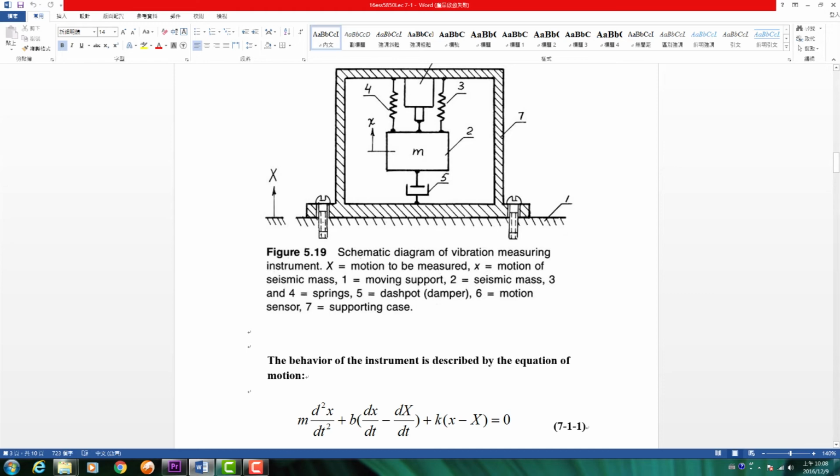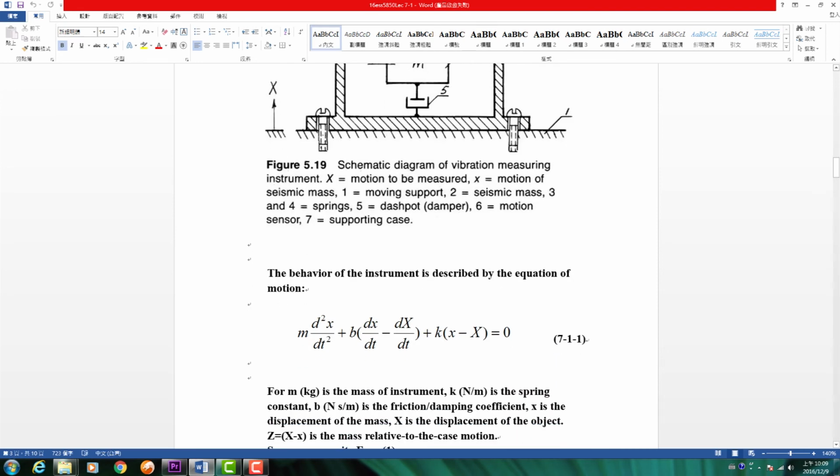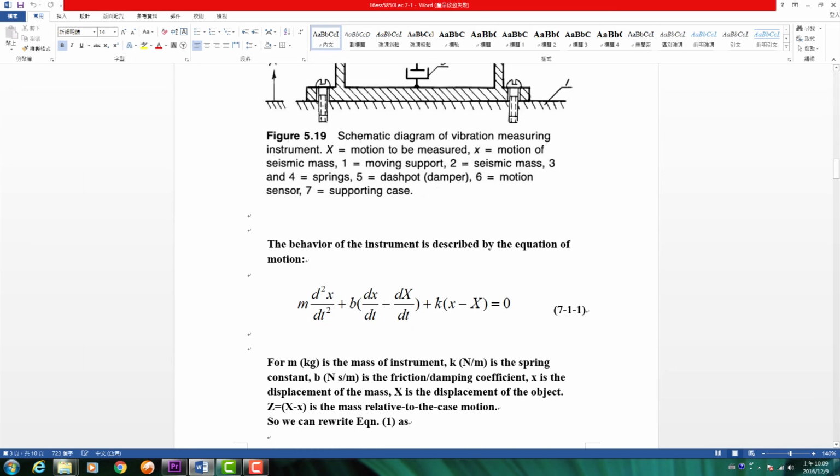Okay, inertial force, the spring force, and also the damping force. So the acceleration is related to the second derivative of the distance. The damping force is related to the speed. Okay, so this is the first derivative of the position. And the spring force will be proportional directly to the displacement, to the change of the length of the spring itself. So these three forces together will be balanced, equal to 0. Okay. So this is an equation of the instrument, the dynamic equation.